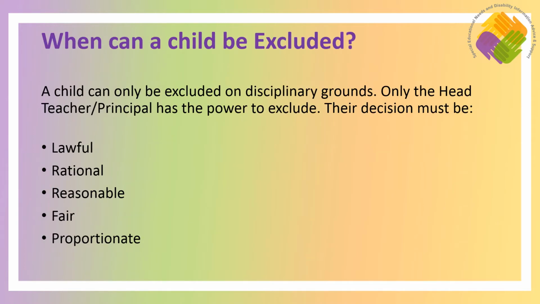So when can a child be excluded? A child can only be excluded on disciplinary grounds. Only the head teacher or the principal has the power to exclude. Their decision must be lawful, rational, reasonable, fair and proportionate.